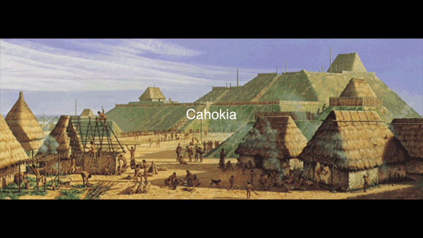Cahokia was a major Mississippian site. Located near present-day St. Louis and a designated UNESCO World Heritage Site, at its height in the 1200s, the city took up about 6 square miles, contained over 120 mounds, and held around 40,000 people. A larger city would not be seen in North America until the 1700s.